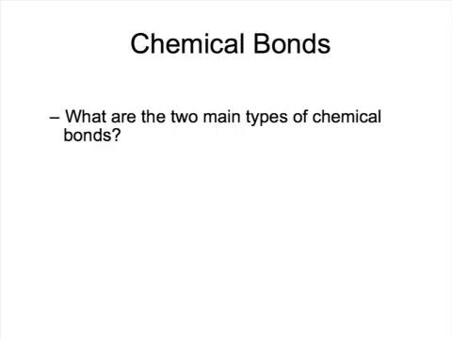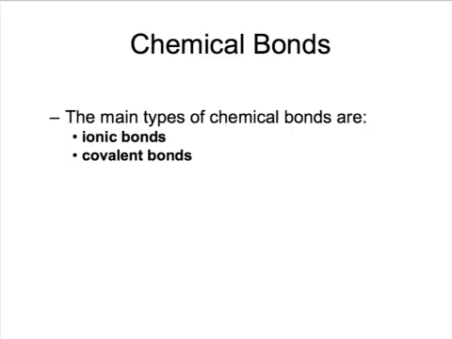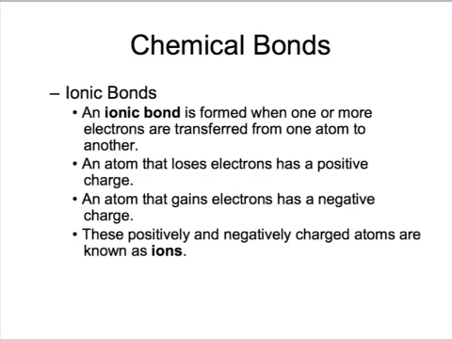There are two main types of chemical bonds that you're about to learn about. What are they? The two major types of chemical bonds are ionic bonds and covalent bonds. Now, these are not the only two types of chemical bonds, but these are the two major ones, and these are the two that we'll be concentrating on today. First, we'll begin talking about ionic bonds.